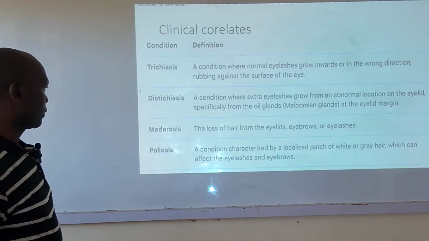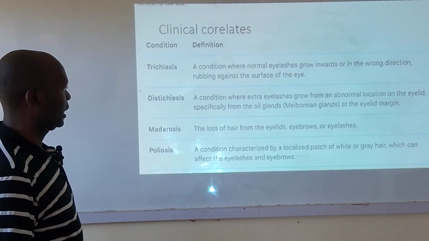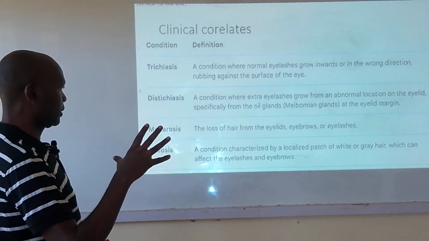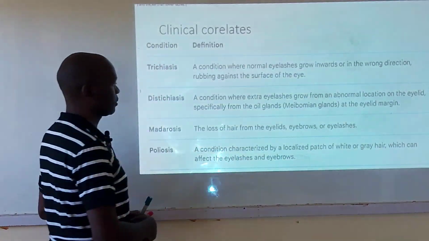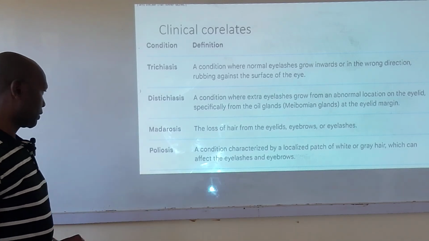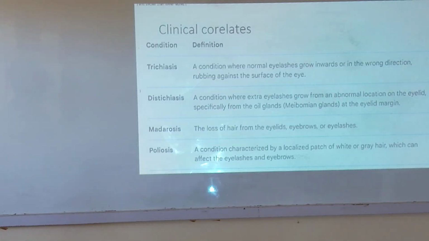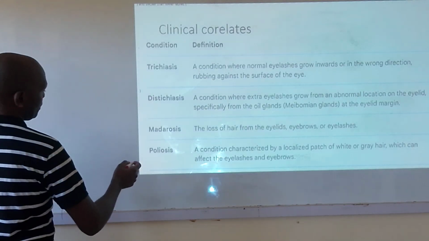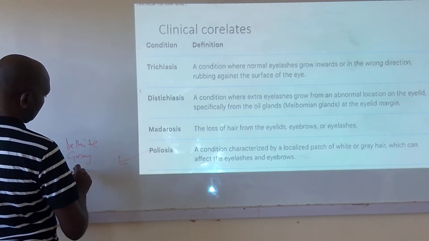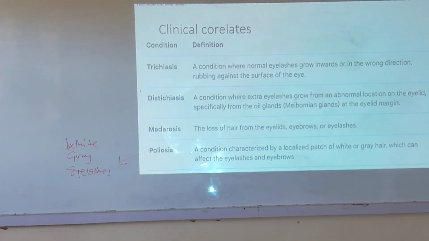And then what is madarosis? This is the loss of hair from the eyelids, eyebrows or eyelashes. This is a condition whereby an individual loses the hair from the eyelids, as well as the eyebrows and the eyelashes. And what is poliosis? This one is a condition which is characterized by a localized patch of white or gray hair. So when you have white or gray eyelashes, the condition is known as poliosis.